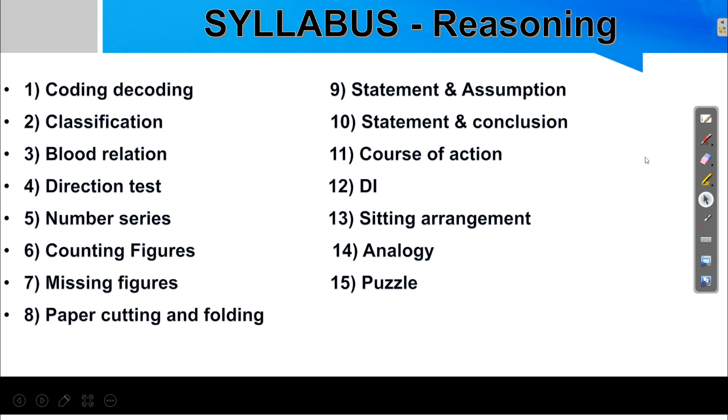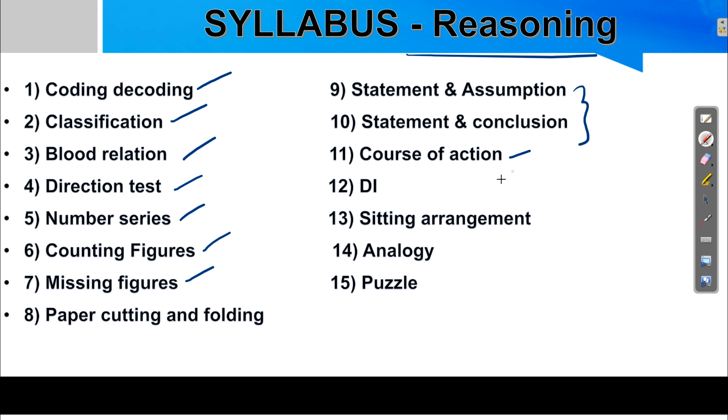Now I will discuss the syllabus for all the sections, that is technical and non-technical. So first we will start with reasoning. What you need to study here: coding decoding, classification, blood relation, then direction test, number series, counting figure, missing figure, paper cutting, folding, statement, assumption and conclusion, then course of action, DI, data interpretation, sitting arrangement, analogy and puzzle. These are the 15 topics you need to study in your reasoning part.